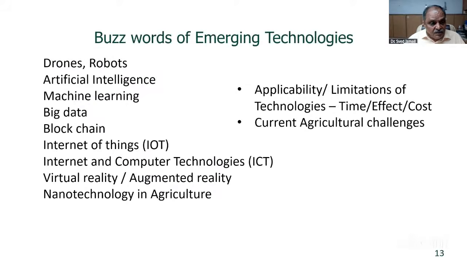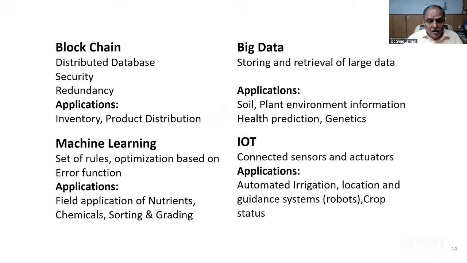Now, buzzwords of emergence, we will cover all these things: drones, robots, AI, machine learning, big data, blockchain, IoT, internet. This all comes down to the applicability and limitations of technologies. How much time it takes to make, what is the effect of it, how much it costs, whether it's affordable or not, and whether it addresses current agriculture challenges. These are important when you want to select a technology for a particular farm only, a region, or maybe a country, whatever we talk about. Now, I will leave this slide because of the short time. I'll cover it in the next lecture. We'll cover different types.